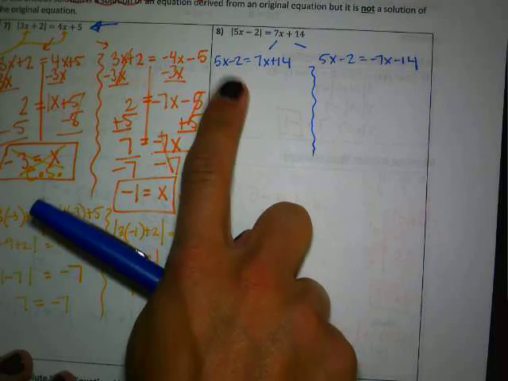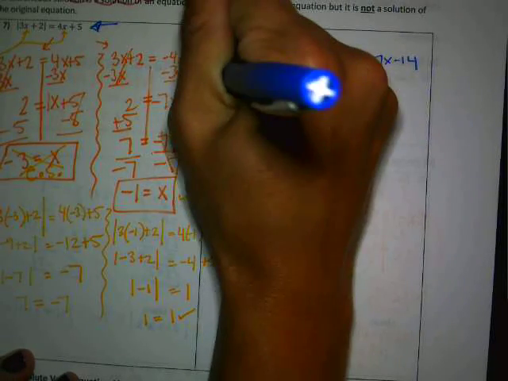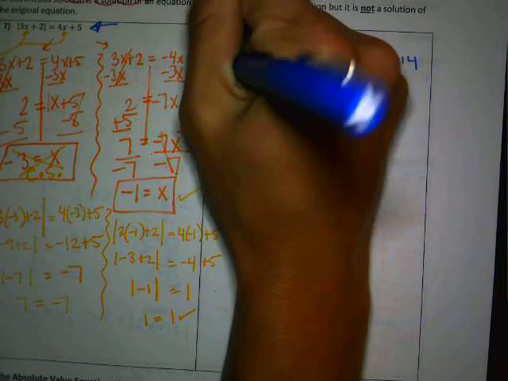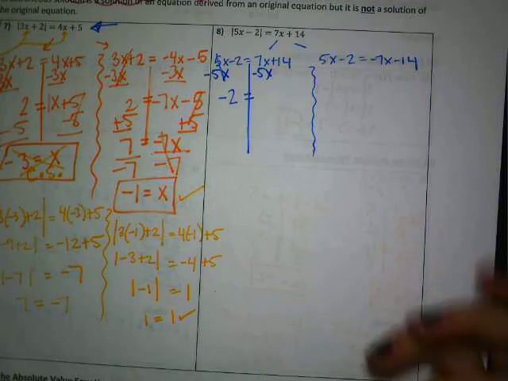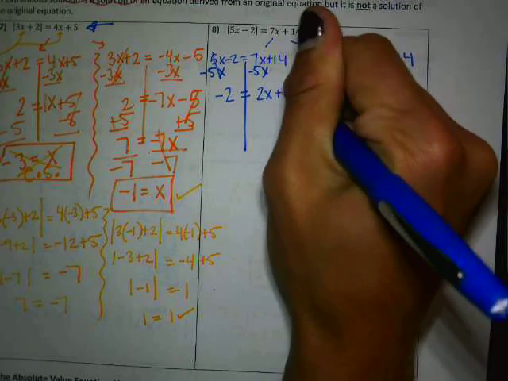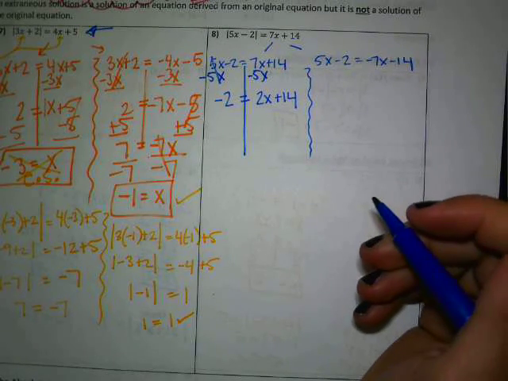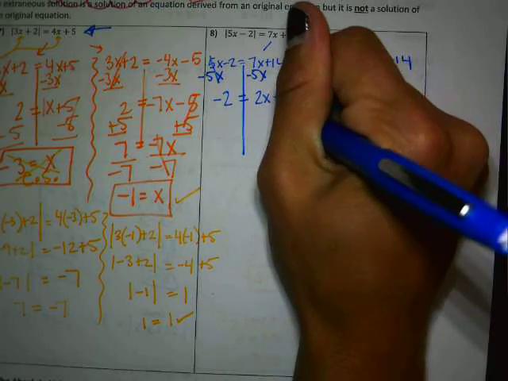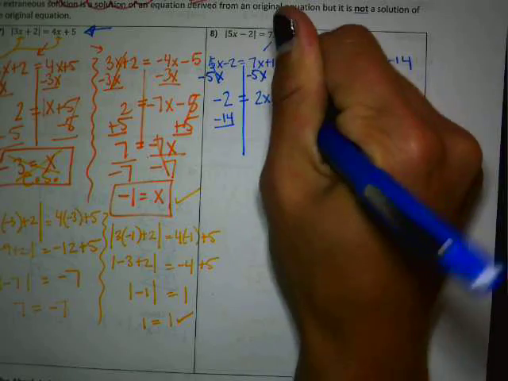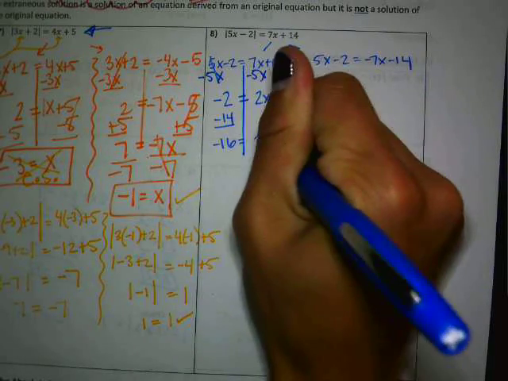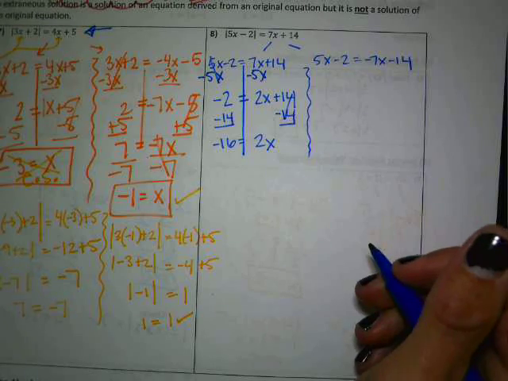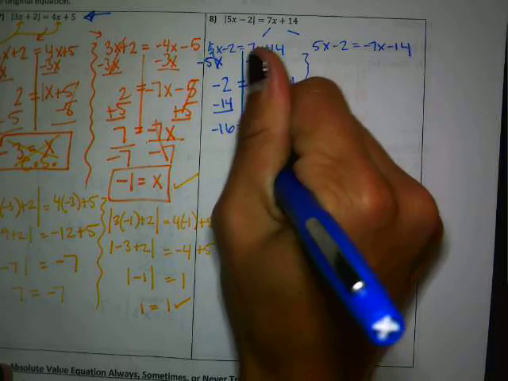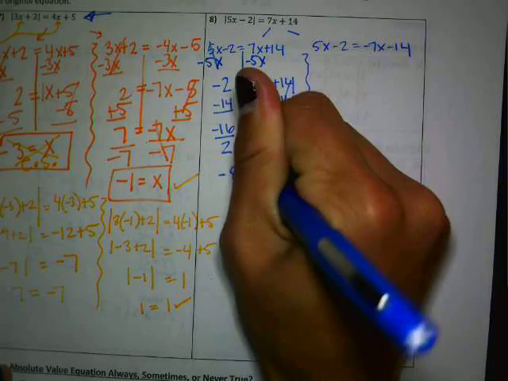So you subtract 5x, same as you said. Very good. So, you're going to minus 5x. Negative 2 equals 2x plus 14. Very good. Brianna, what do I do next? Subtract 14. Very good. So I get negative 16 equals 2x. And then, Angie, what do I do? You divide 2 on both sides. Okay, so I get negative 8 equals x.